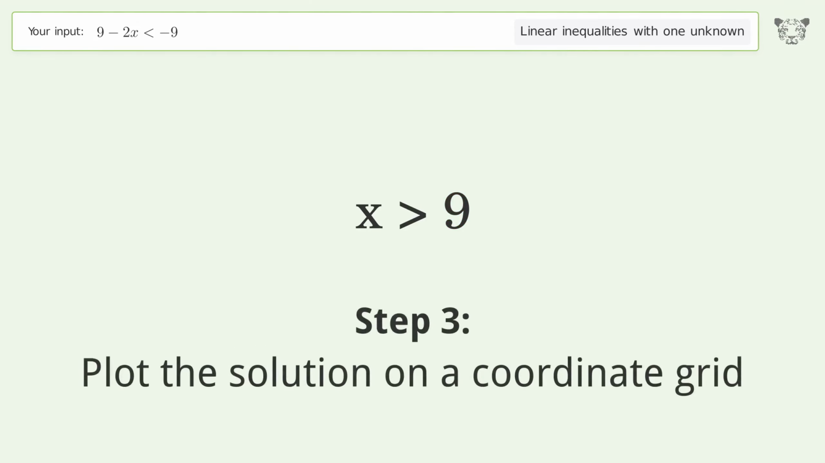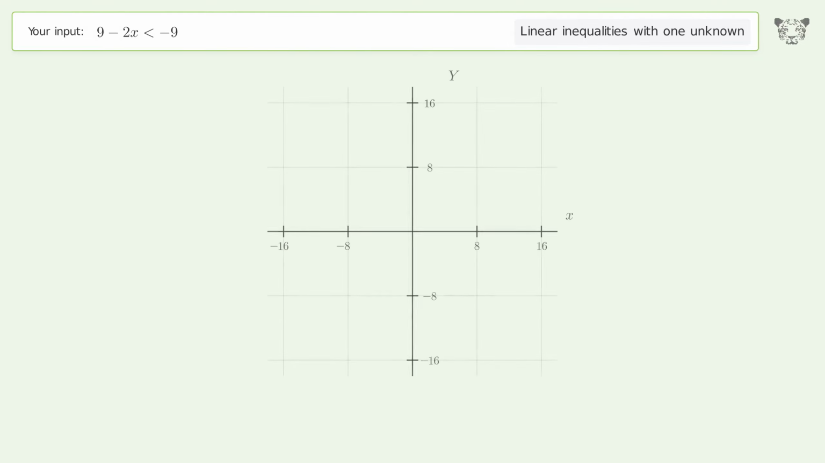Plot the solution on a coordinate grid. And so the final result is x greater than 9.